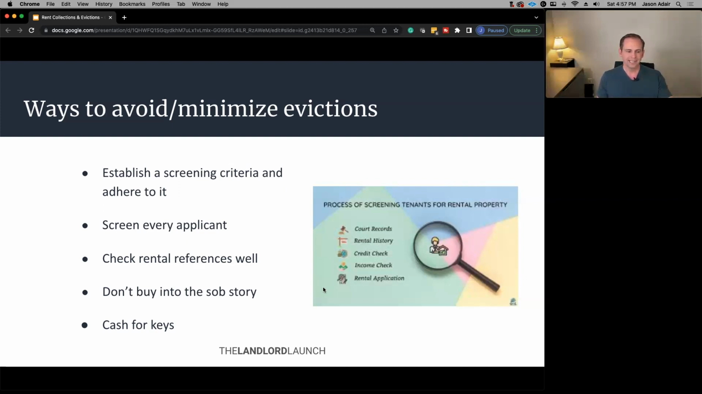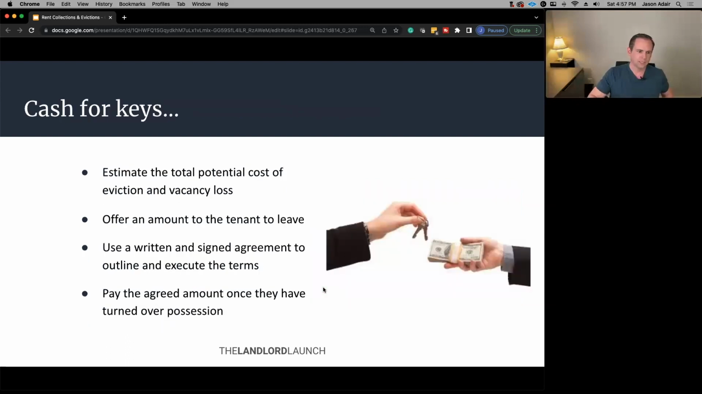So let's say you're already in it, and you're in a situation, non-pay rent or whatever else. There's always the cash for keys program as well, and it works. It just does. And if you think about it, you're going to spend and lose this money anyway. And do you want to reward this person? No. But that's not your primary goal.